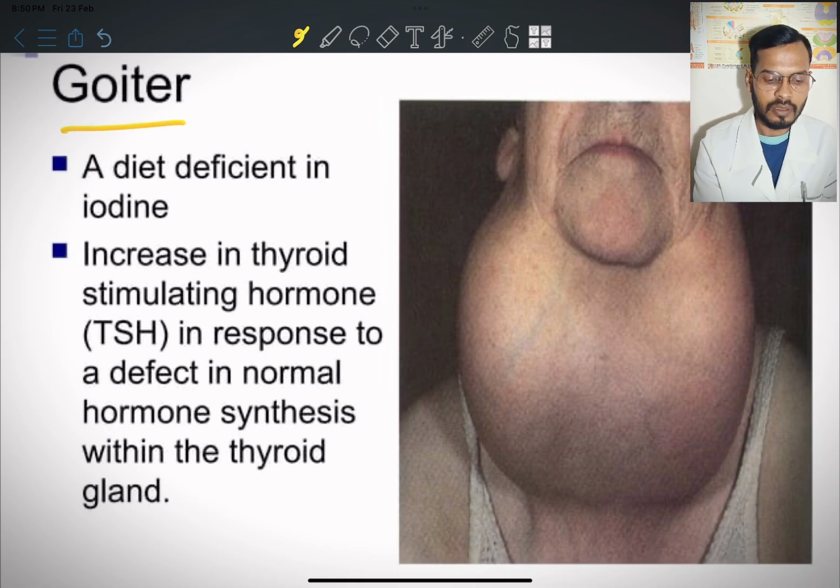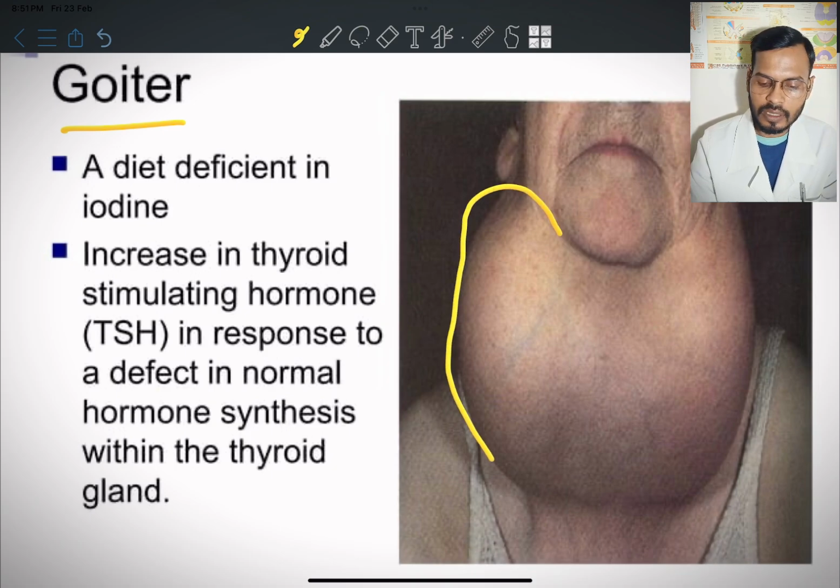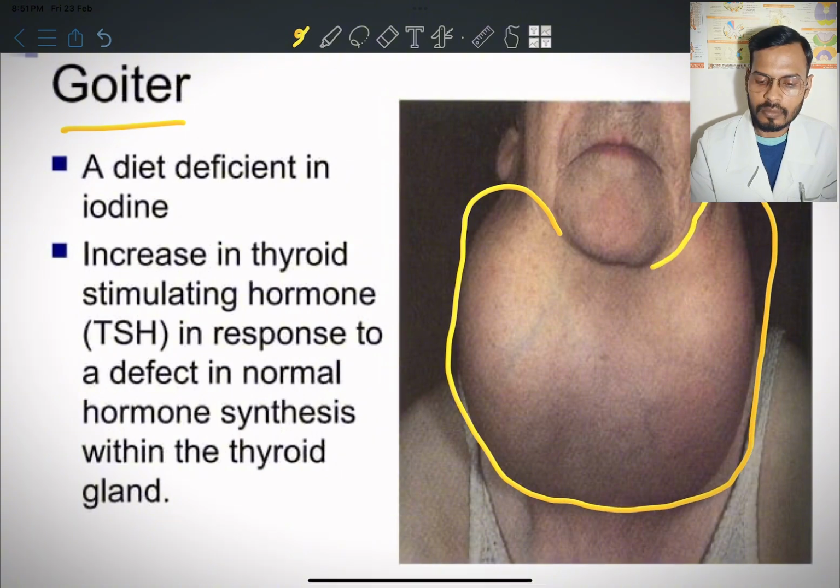Goiter is caused by a diet deficiency in iodine. If the iodine in our diet decreases, then maybe we will suffer from goiter. There is an increase in thyroid stimulating hormone in response to a defect in normal hormone synthesis within the thyroid gland. Here we can see in this diagram the thyroid gland is hugely enlarged.